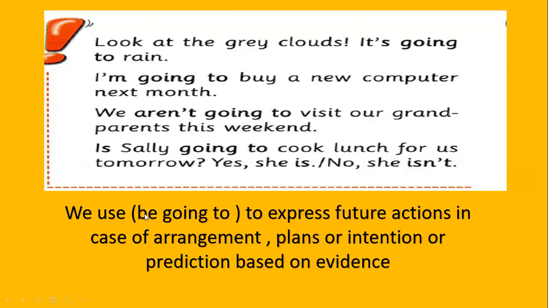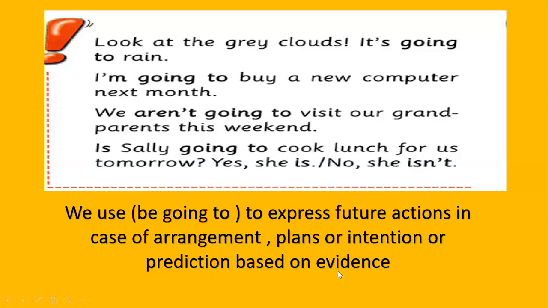So we use be going to. Be, it means am or is or are. To express future actions in case of arrangement, when you arrange something in the future. When you arrange, it means that you make plans for doing something in the future. The plans or intention. The intention is something inside you when you have intention to do something. Or prediction, expectation that something will happen in the future, which is based on evidence. So these are the different uses of going to in the future. It is used for arrangement or plans or intention or prediction based on evidence.